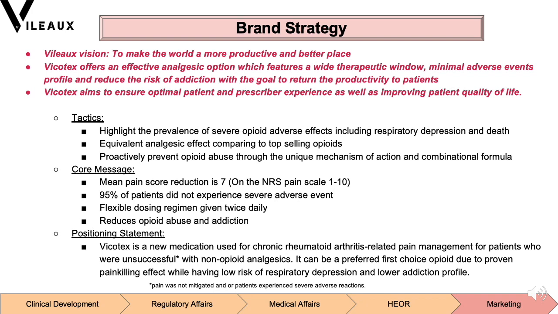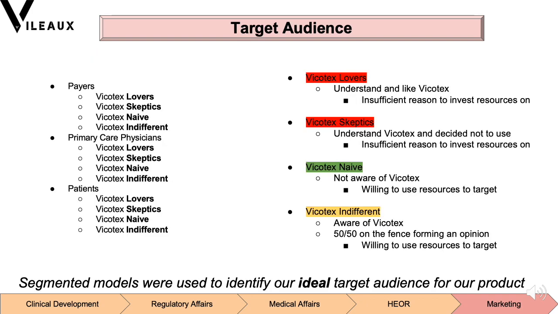And here's Andre. Thank you, Joseph. Today I'm going to talk about VILO's target audience. Our audience consists of 3 types: payers, primary care physicians, and patients. We prioritize most of our resources to payers and the least to patients.